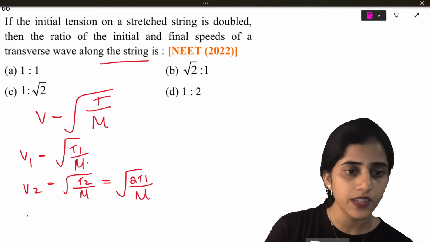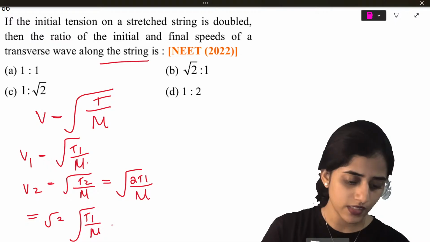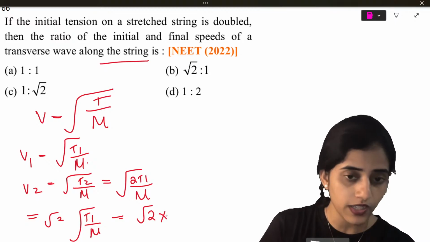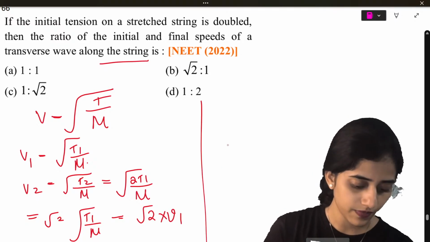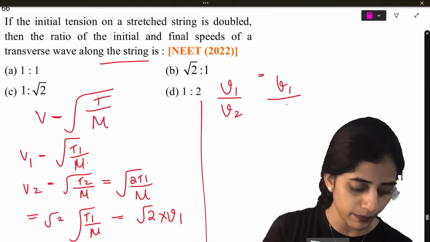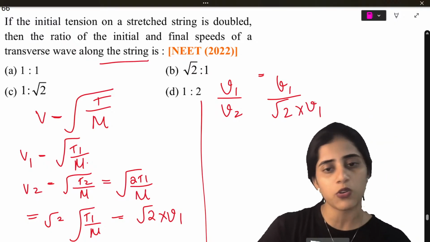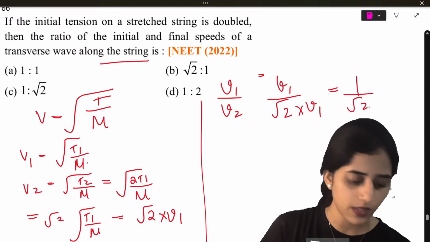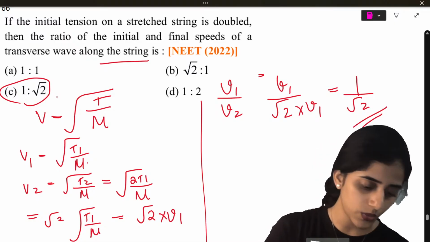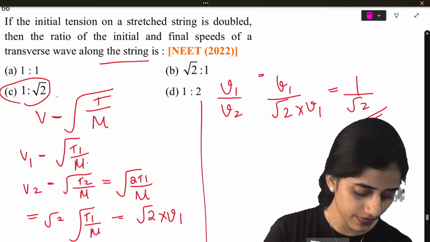Okay. So, I will take it outside. It will be root 2 times T1 by mu, same thing. So what is T1 by mu? V1. So root 2 into V1. Okay. So V1 by V2 is equal to V1 by square root of 2 times V1. What is V2? Square root of 2 times V1. So 1 by root 2. What is the answer? 1 is to root 2. Okay. Yes, no.